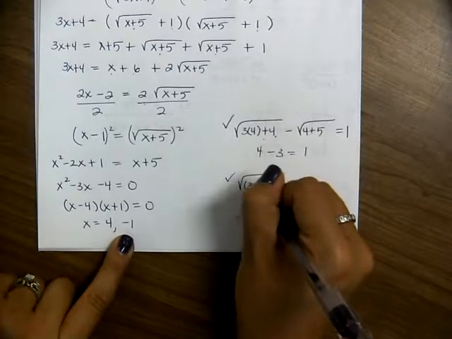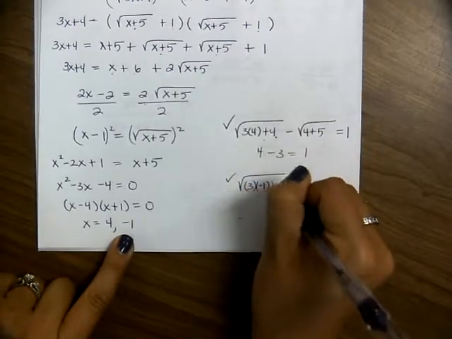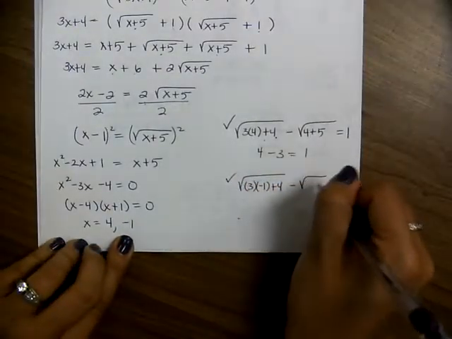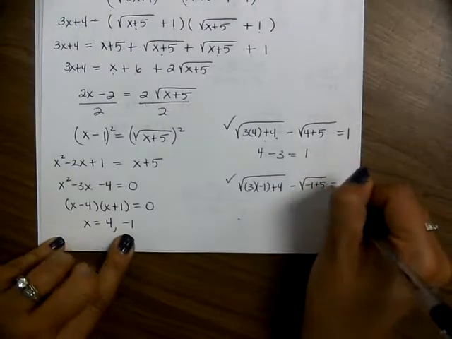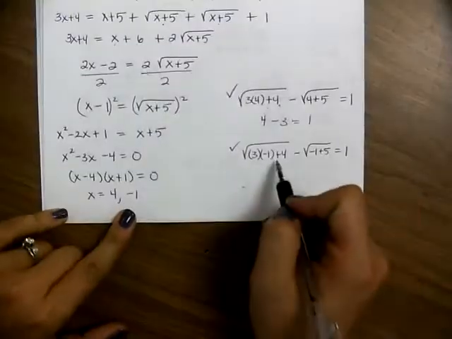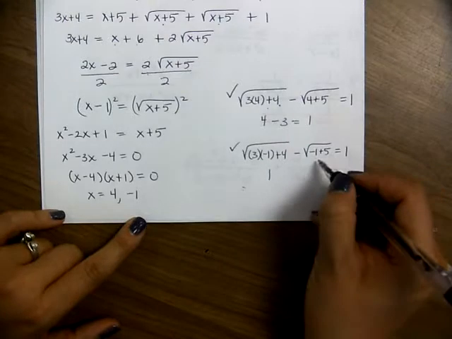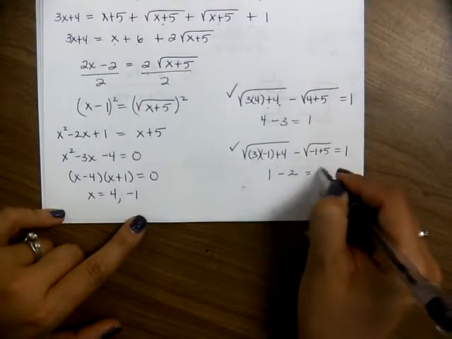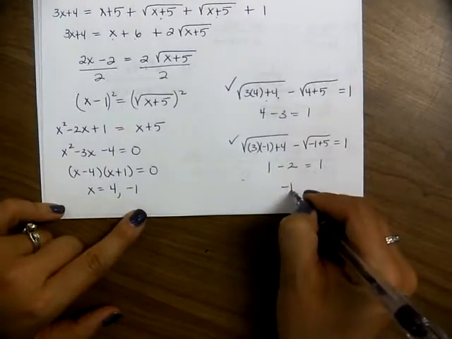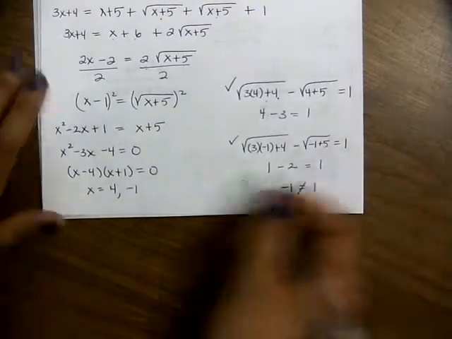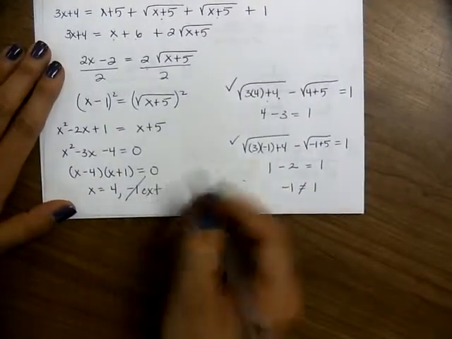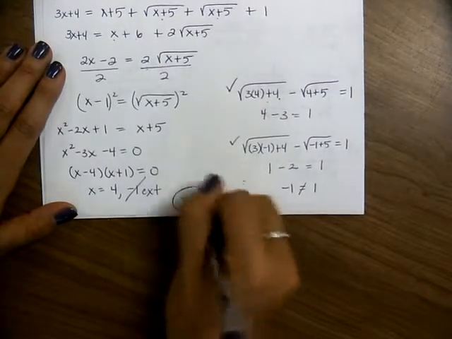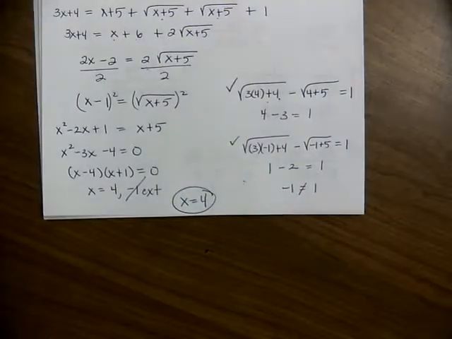So I have 3 times negative 1 plus 4 minus negative 1 plus 5 equals 1. Let's see, this gives me the square root of 1, which is 1. This gives me the square root of 4, which is 2. Negative 1 does not equal 1, so this is not a good solution. So my only solution here is x equals 4. Questions?